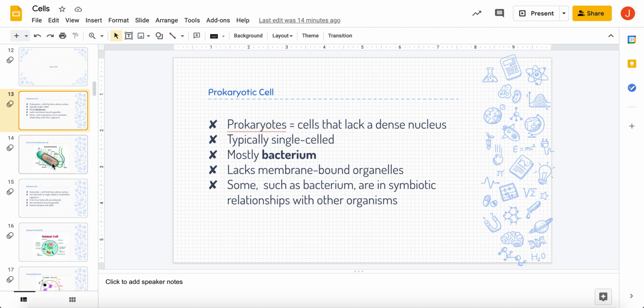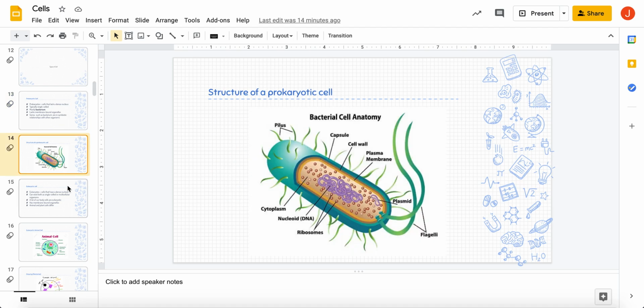A nucleus is like the thing that gives instructions to a cell. And the reason why prokaryotic cells do not have a dense nucleus is because they do not need to perform complicated motions. This is what a prokaryotic cell looks like.